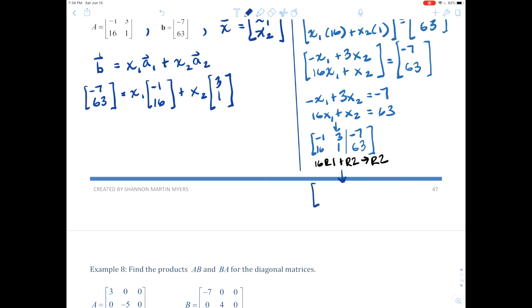Beautiful. We'll have our first row the same, and then we'll have what? For our second row, this will zero out as planned, and then we'll have 48 plus 1 is 49, and then we'll get, let's see, when we multiply 16 times -7, we'll get -112. And then that's going to give us what? -112 plus 63 is -49.